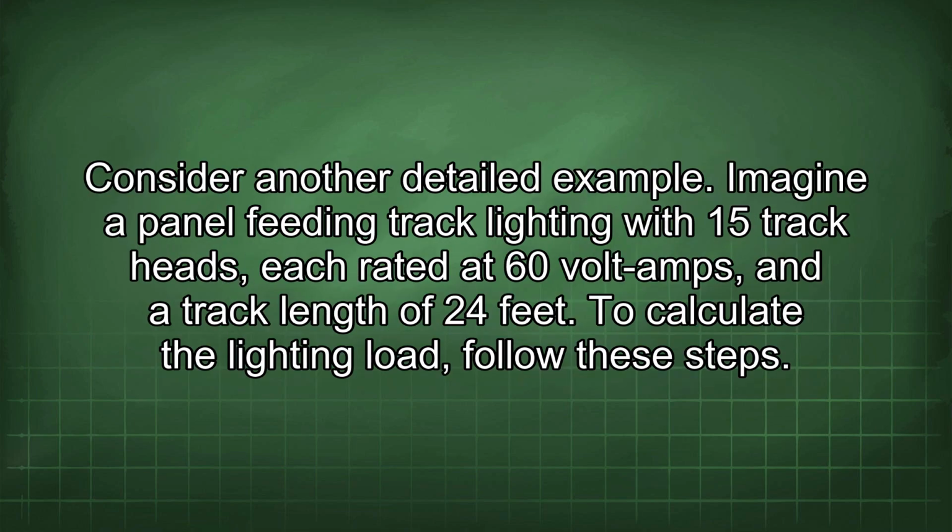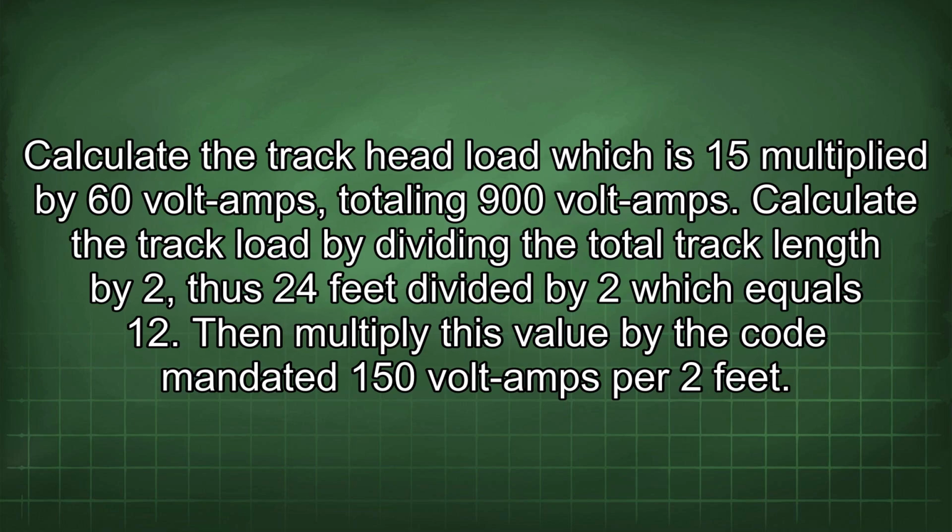Consider another detailed example. Imagine a panel feeding track lighting with 15 track heads, each rated at 60 volt amps, and a track length of 24 feet. To calculate the lighting load, follow these steps. Calculate the track head load, which is 15 multiplied by 60 volt amps, totaling 900 volt amps.